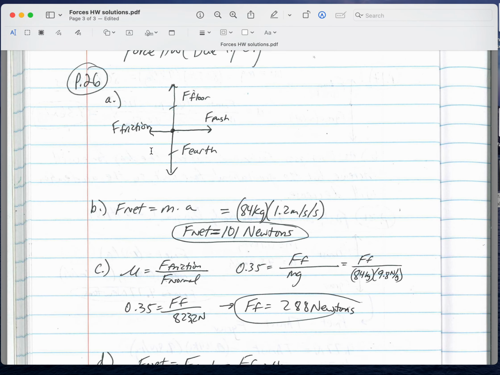Last one here is problem 26. This is fun. So you should tell Mr. McCullough that I put him in a problem.